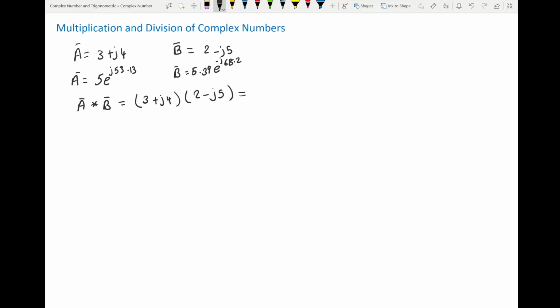Just like any multiplication, the real part of this multiplication will be these two components, the real of A times the real of B, so you will get 6, plus the multiplication of the imaginary part of A and B. And here you will get j4 multiplied by -j5. The imaginary part will be the following, plus j. It's the real part of A with the imaginary part of B. So that will be 3 times -5 plus the imaginary of A times the real of B. So that will be 4 times 2.